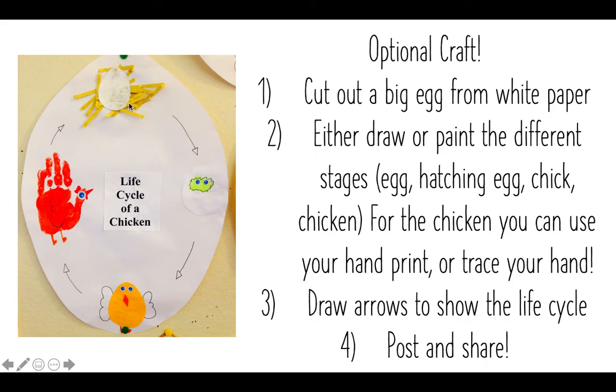And all you need to do is show me the egg, the hatching egg, the chick. And then in the end, we have a full-grown bird. So they used a handprint, but you could trace your hand or just draw a chicken is fine too. And then we draw those arrows to show what comes next. So we know that before we can have a chick, we have to have an egg. And then finally, make sure you post and share it. We want to see how creative you guys can get.